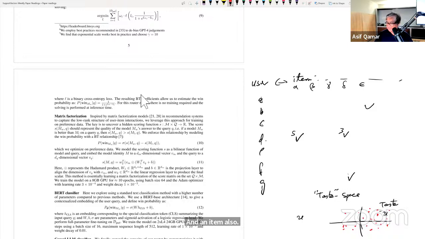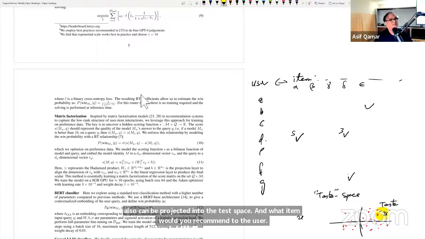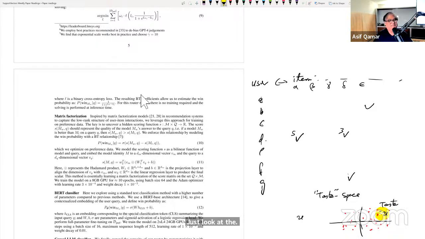They also can be projected into the taste space. And what item would you recommend to the user? Just look at the items around the user. Those are the movies the user is most likely to see or like, right? So that was the matrix factorization problem.